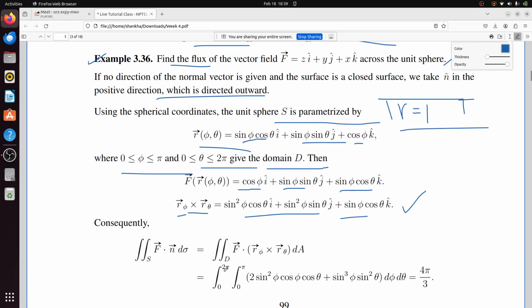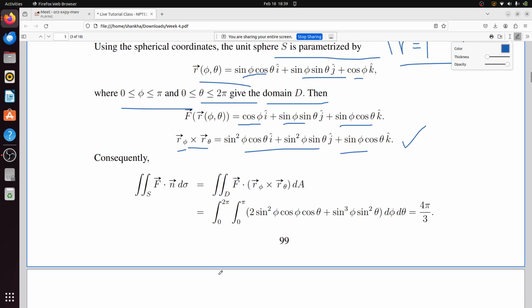Do this quickly, I am giving you 2 to 3 minutes. Please try it at least. Your r is given, you need to compute r phi, you need to compute r theta, and then also you need to compute the cross product. So please try it.